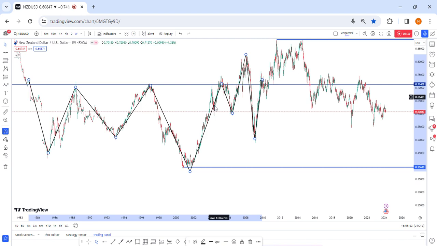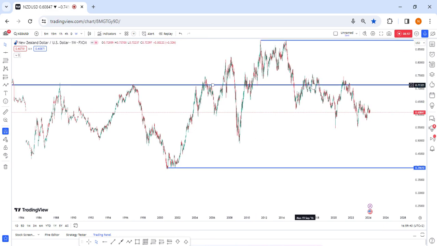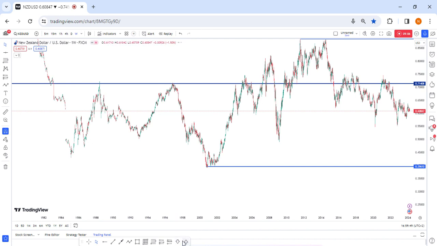Okay, so we pretty much are able to distinguish that this is a quality or valid level of resistance because it was interacted with quite a few times. You can even go further and see that even at this point here, it came into a phase of consolidation, it dropped, came again. So we've seen how many touches where it acted as a resistance level.